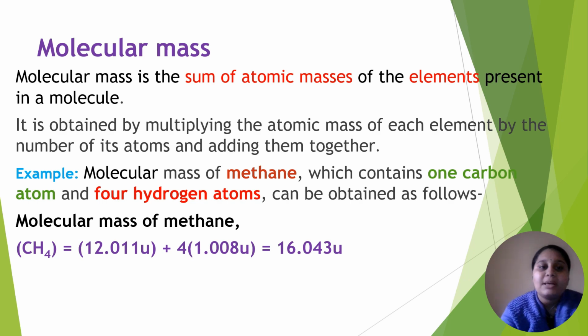So the molecular mass of methane, CH4, is 12.011 u for carbon, that is the atomic mass, plus 4 times the hydrogen, that is 1.008 u. You get 16.043 units.